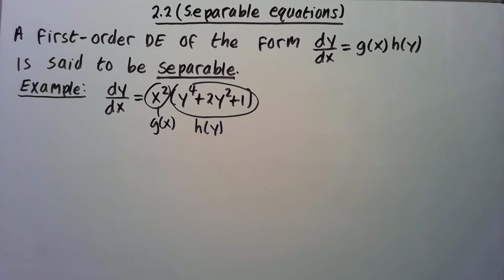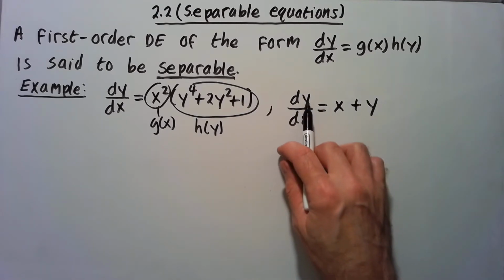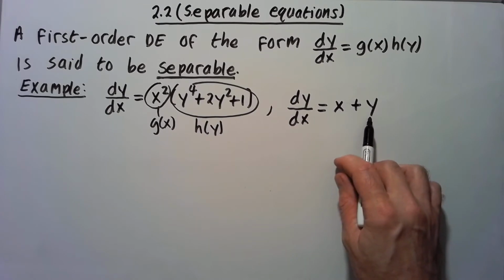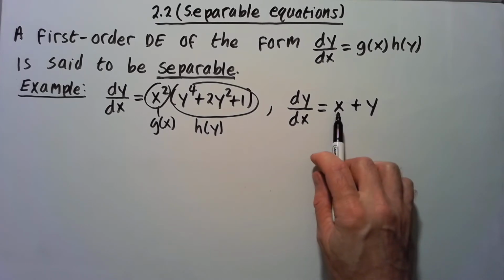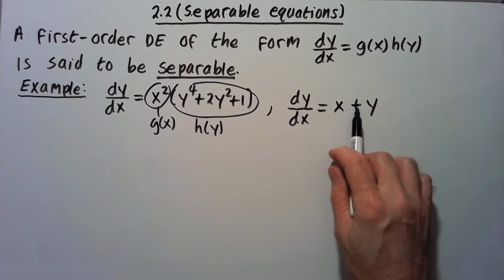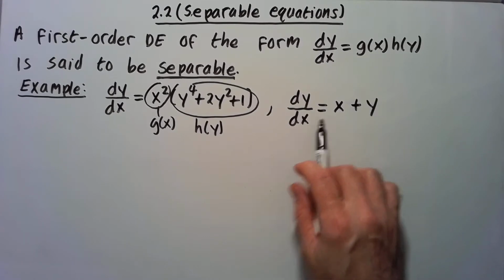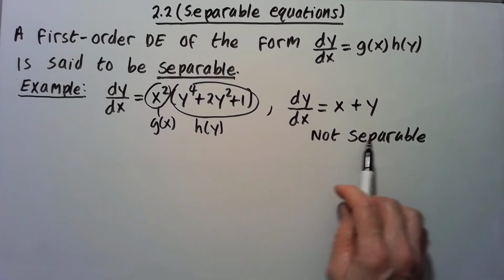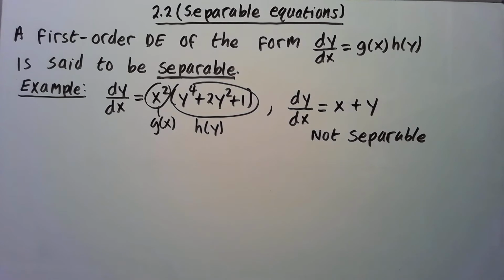Let's look at an example of something that's not separable. Well, here's a simple example: say dy/dx equals x plus y. This is not separable because you cannot write this as a function of x multiplied by a function of y. You can't get rid of the plus sign here. So this would not be separable. Alright, let's keep moving on now.